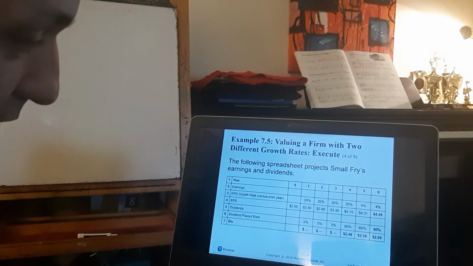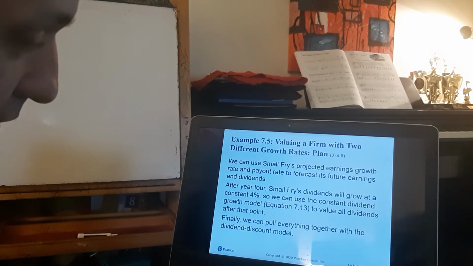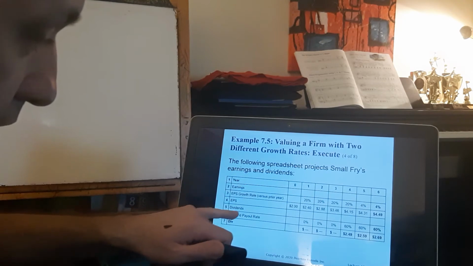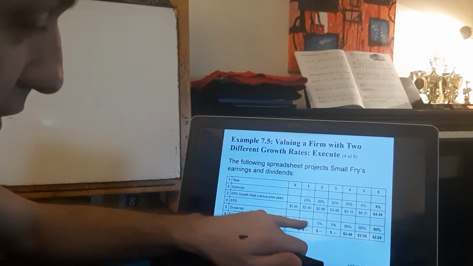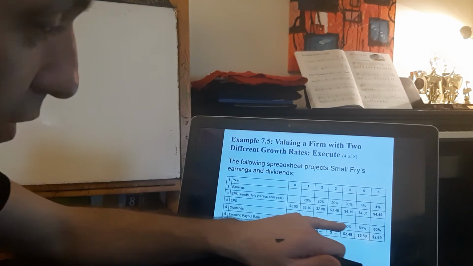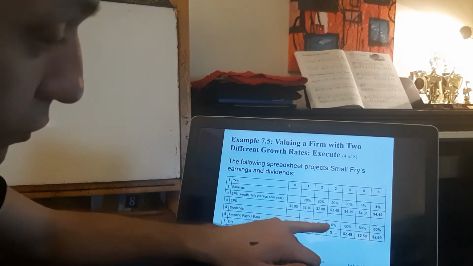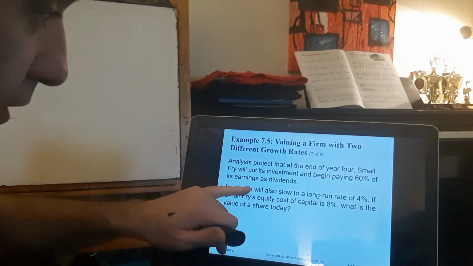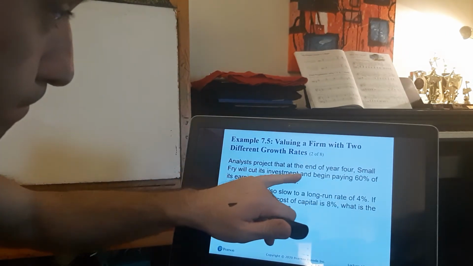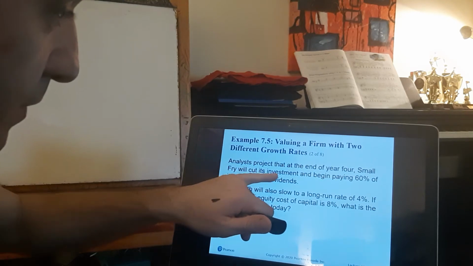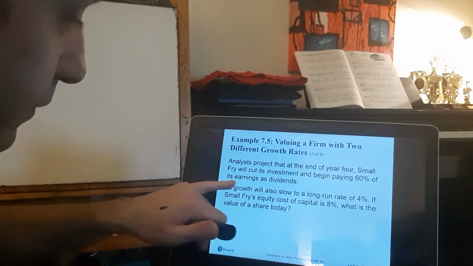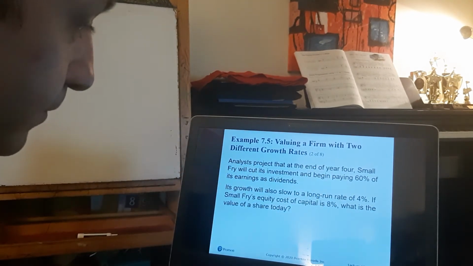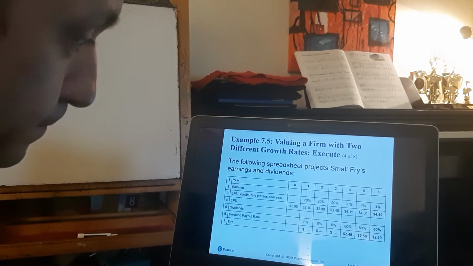Now, when it comes to dividends, we're going to have 0 dividends in year 1, 2, and 3. And they say Small Fry will cut its investments and begin paying 60% of its earnings as dividends at the end of year 4. At the end of year 4.